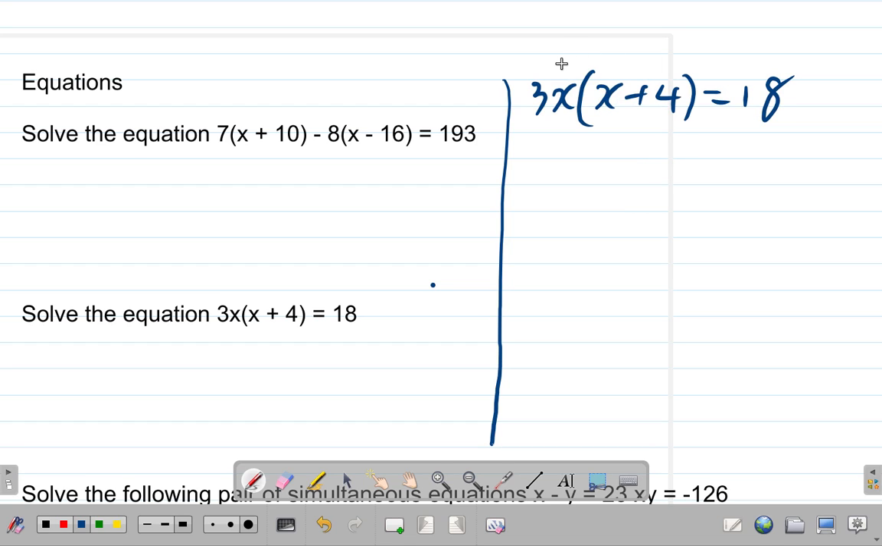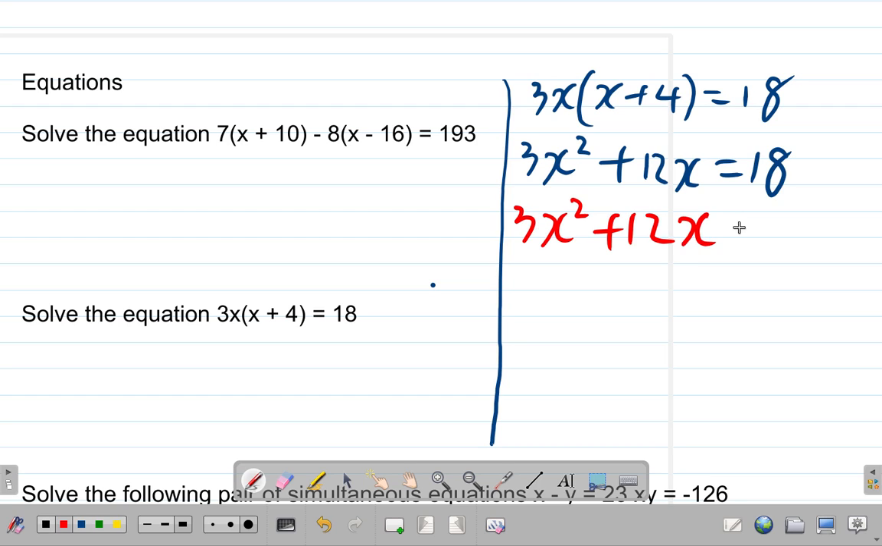Now, multiply out what we have in the bracket by what is outside. 3x times x will give you what? It's going to be 3x squared plus 3x times 4. 3 by 4 is 12, so it's 12x equals 18. So now what we have is 3x squared plus 12x. Subtract 18 from both sides, we'll minus 18 on the left. What happens on the right hand side? We'll have 18 minus itself, so it's going to be 0. So might as well put 0 there.